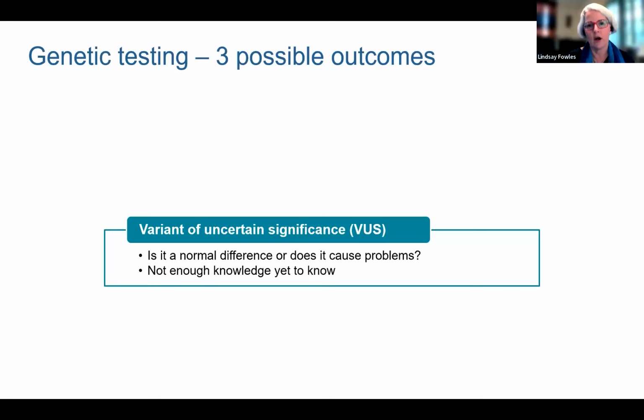So at this point in time, it just means we don't know if it's benign, so normal, or it causes disease, pathogenic. It's not halfway in the middle. It could be completely benign, or it could cause disease. But the reality is, at this time, we don't have enough knowledge to understand which bucket it falls into. Is it a normal difference, or is it a disease-causing difference?